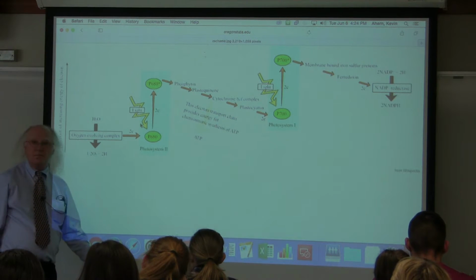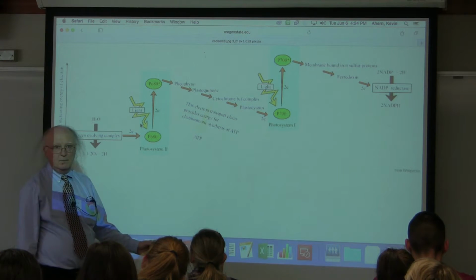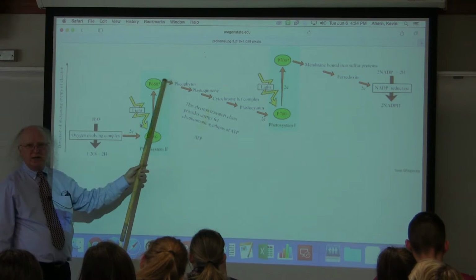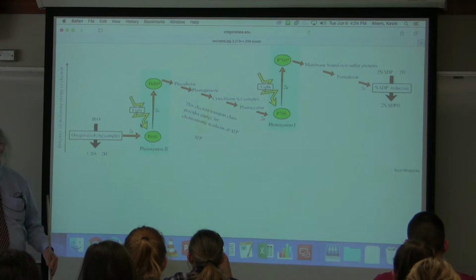Yes? So the electron is excited and leaves the second electron. Both. I said one, but it's actually 2 electrons that are leaving. Yes, it's a pair.